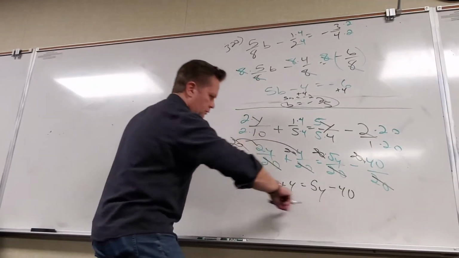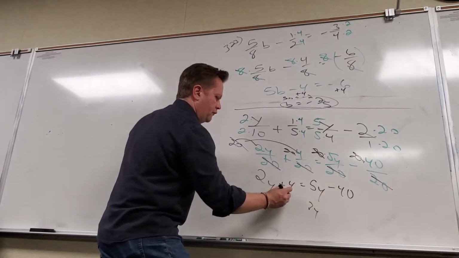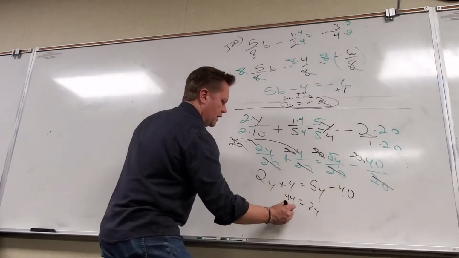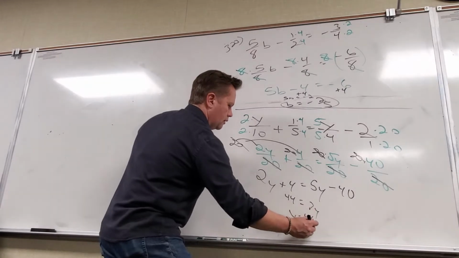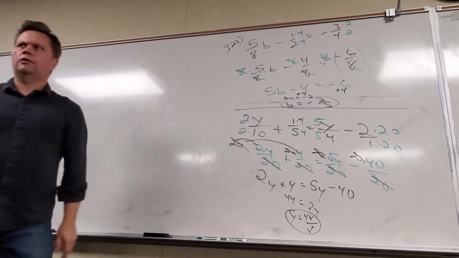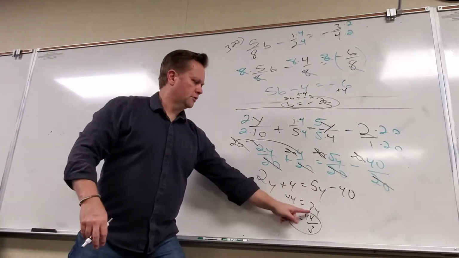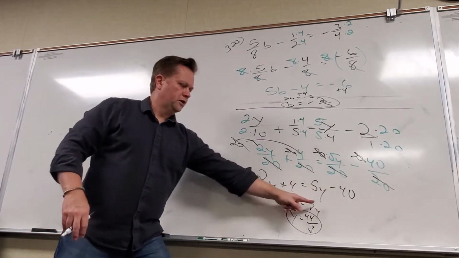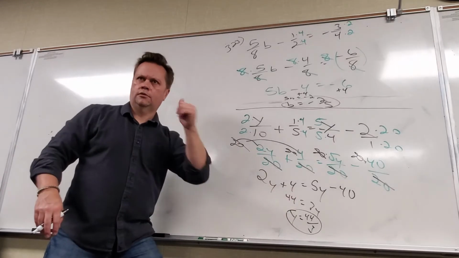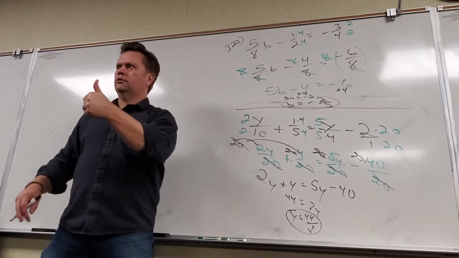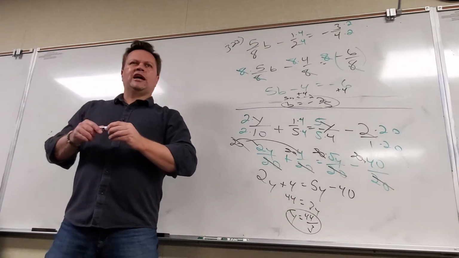So, subtract 2y, add 40, divide by 3. All right, I think you guys could probably finish that out. Is that all right? Subtract 2y, 3y, add 40, 44, divide by 3. Makes it a lot easier. It's a lot easier to look at.